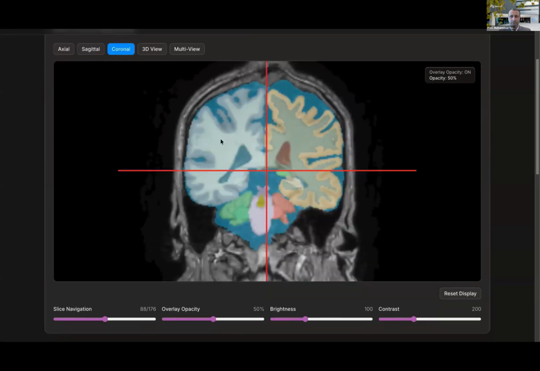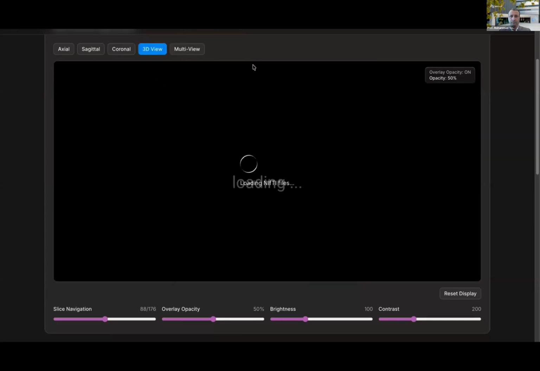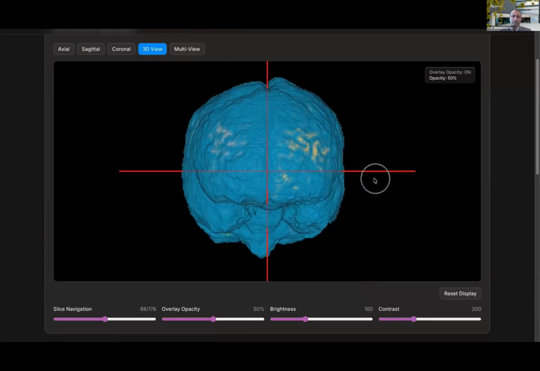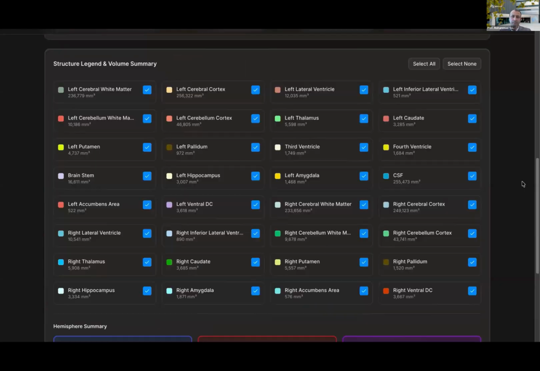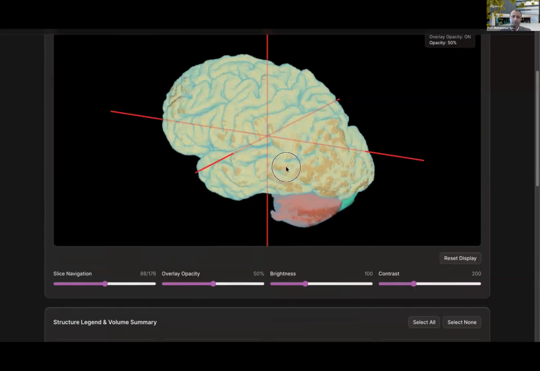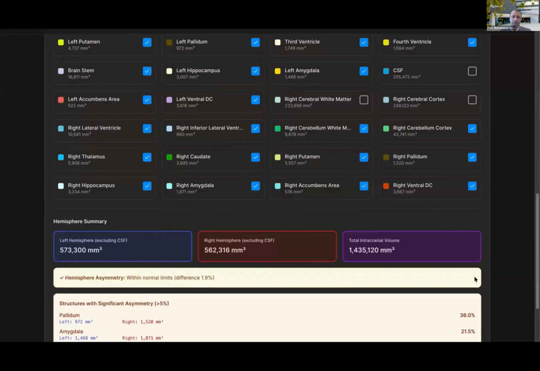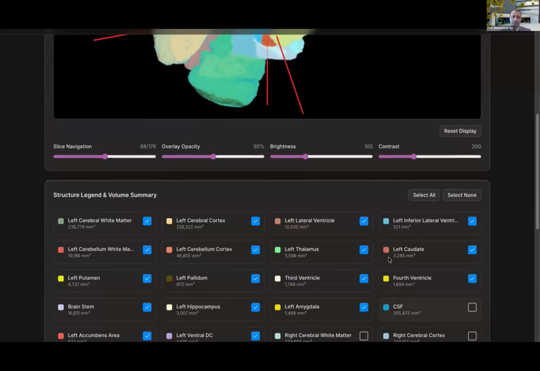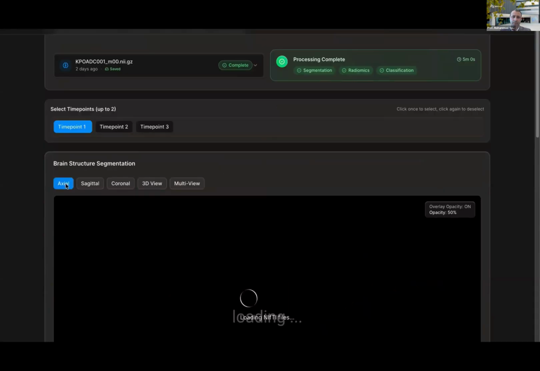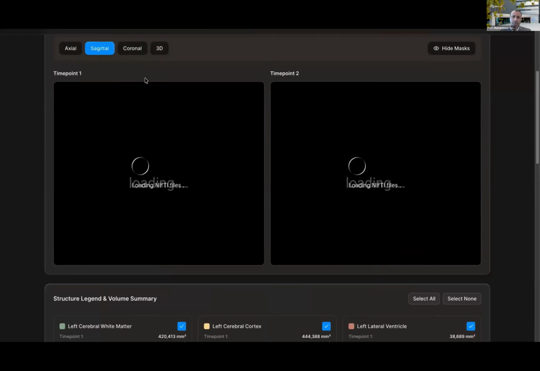In multi-view mode, all 3 planes render simultaneously with synchronized crosshairs tracking the same anatomical coordinate across all panels. The 3D view renders the full brain interactively. Every structure is individually toggleable. Deselecting the cortex exposes the full subcortical architecture in 3D. Hemisphere asymmetries are calculated automatically. Selecting 2 time points activates the side-by-side comparison view, all planes synchronized in real time. In 3D, the progression is immediately visible.